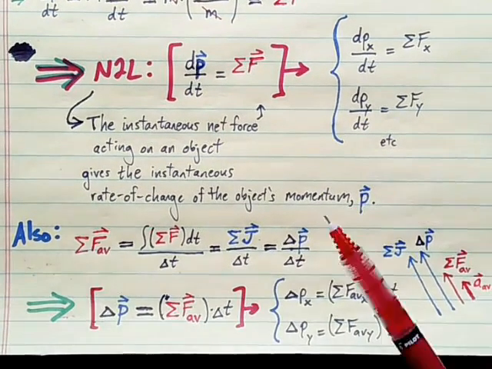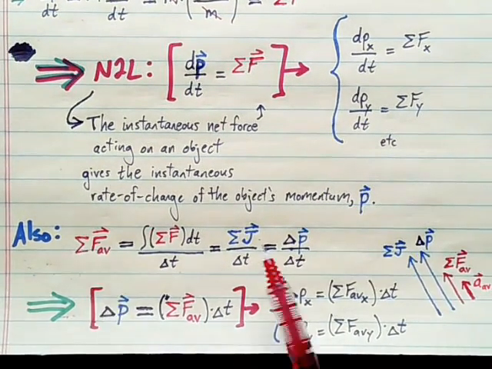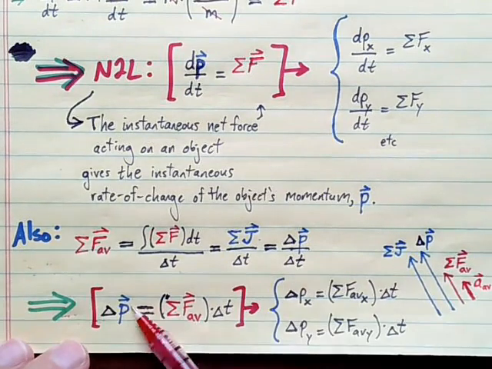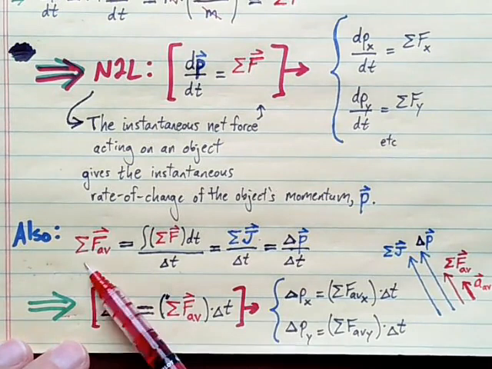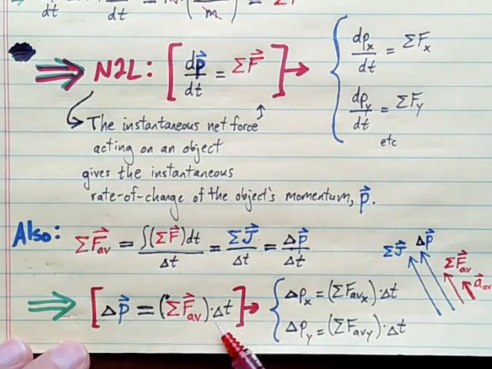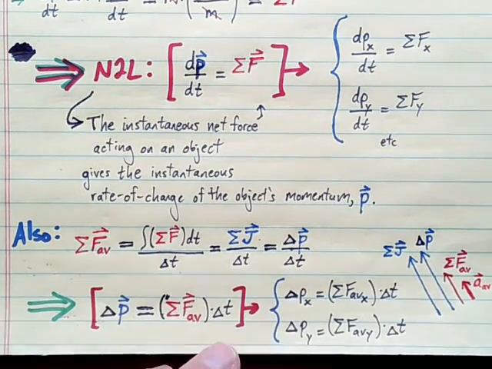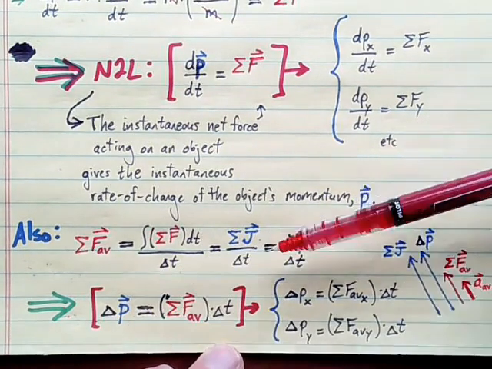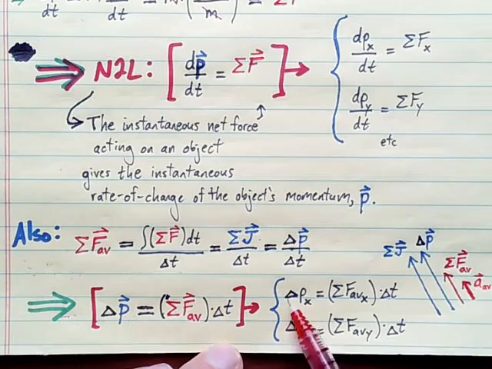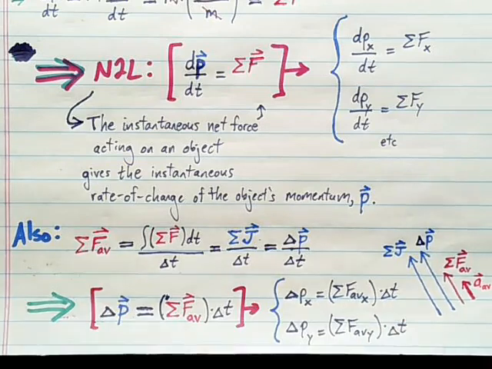And multiplying both sides of this by delta t gets us to here. Delta p equals the average net force times delta t, which is often just a handy way to compute changes in momentum. So the change in the x component of momentum would be equal to the x component of the average net force over that time interval times that time interval.